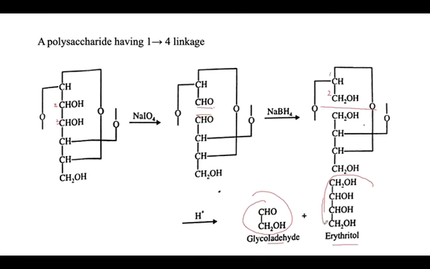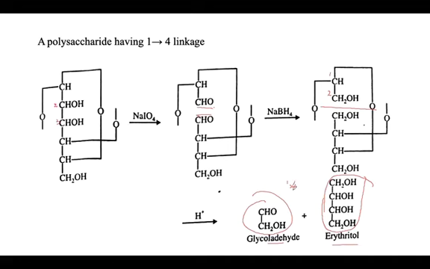That clearly shows that a bond has been cleaved between carbon 2 and carbon 3. So we can say that the linkage was not on carbon 2 or carbon 3. The linkage is also not on carbon 5 because carbon 5 is in the pyranose ring. Then we say the linkage was between carbon 1 and carbon 4.